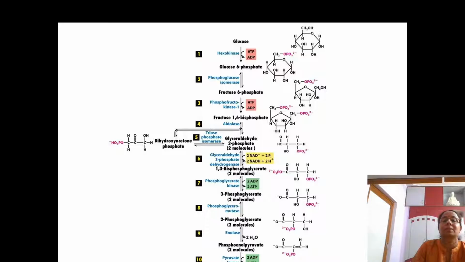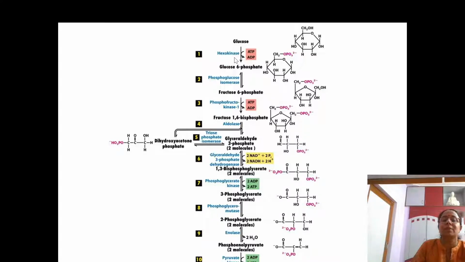So let us begin the reactions of glycolysis in the preparatory phase. As I told, there are 5 steps. All these numbers 1 to 10 are the names of enzymes here. So 10 steps, 10 enzymes, and these are the products or the conversions taking place in each step. Now coming to step 1 of glycolysis, glucose is converted into glucose 6-phosphate.